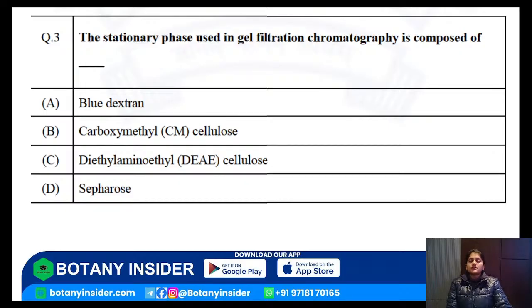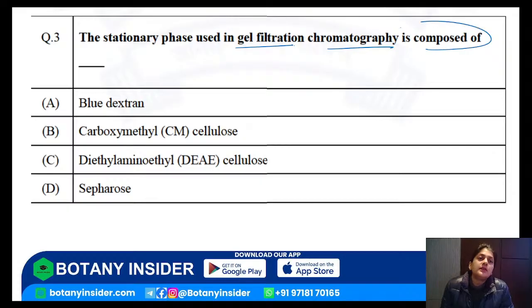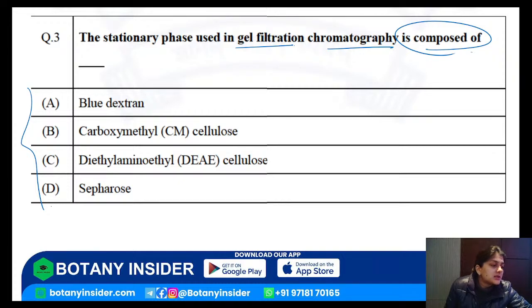Next question. The stationary phase that is used in gel filtration chromatography is composed of which of the following? Last time homework answer is 3 ATP. Yes, 3 ATP was the answer. The question was, for fixation of 1 carbon dioxide, how many ATP will be utilized in 1 Calvin cycle, something like that, right? Very good. Why didn't you join in yesterday's session? Yes.